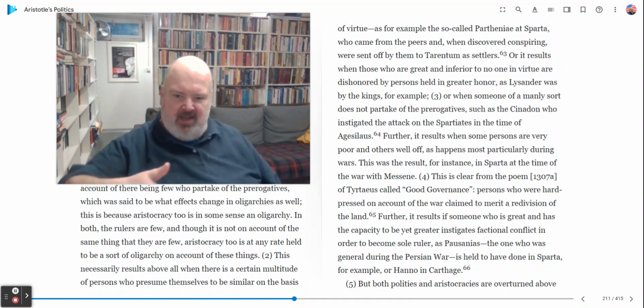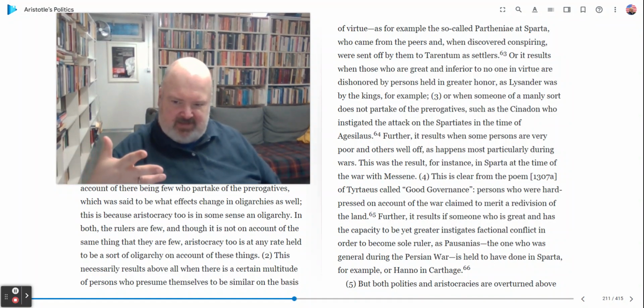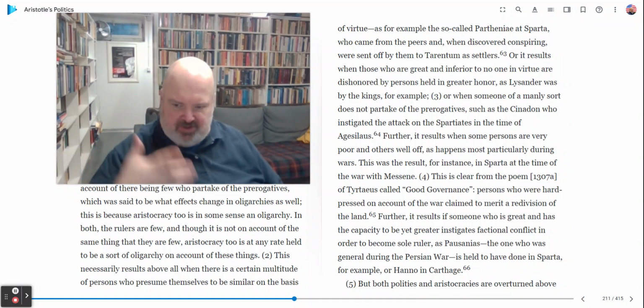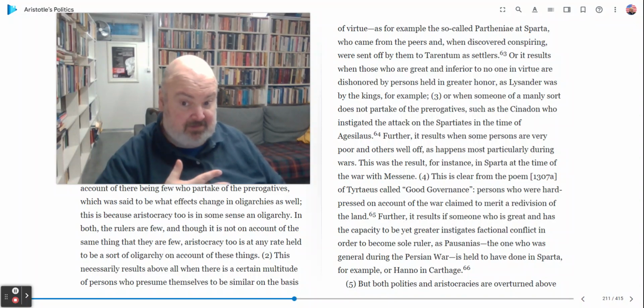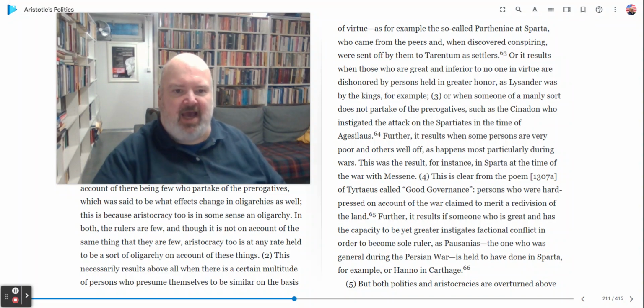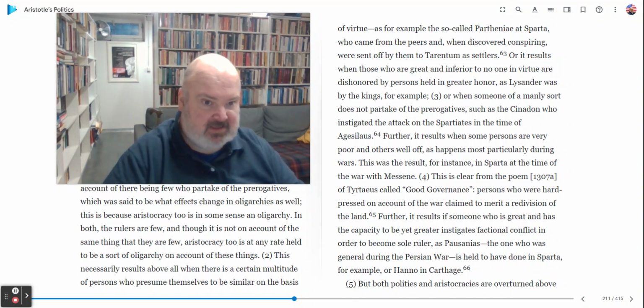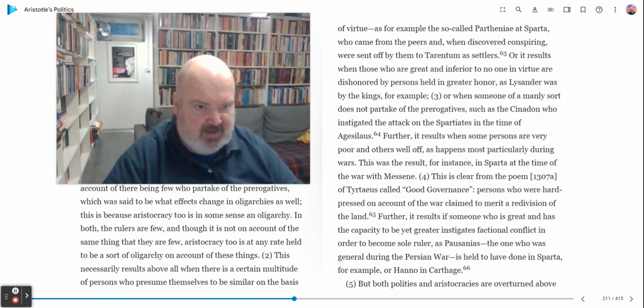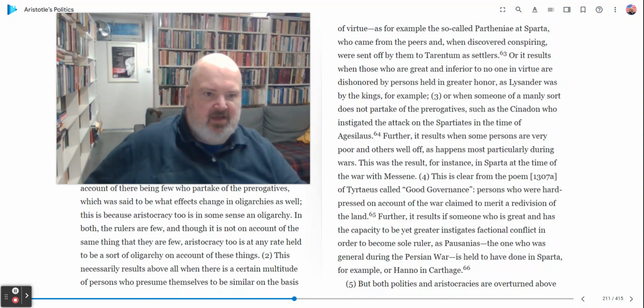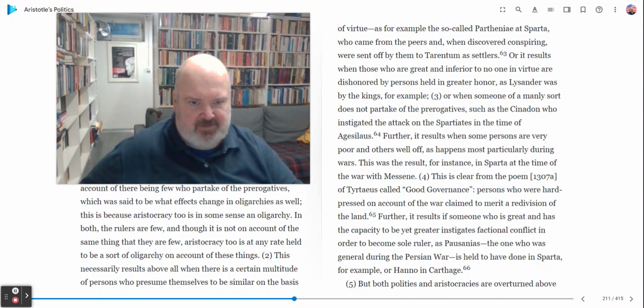Now he's saying that this conflict is necessary where there is a certain multitude who view themselves as similar on account of virtue. Okay? The Spartan regime, right? This is the so-called Spartan element. He gives the example of the Partheniai at Sparta, who came from the peers, and when the conspiracy was discovered they were sent off to Tarentum as settlers.